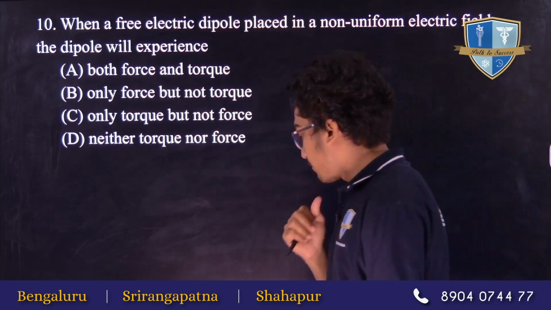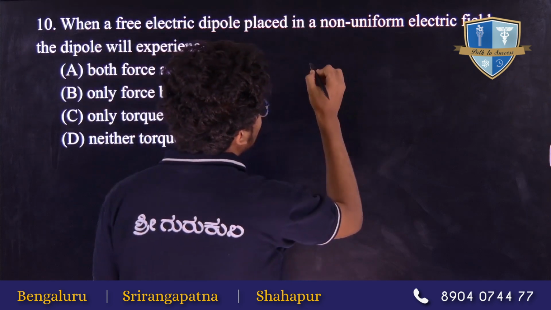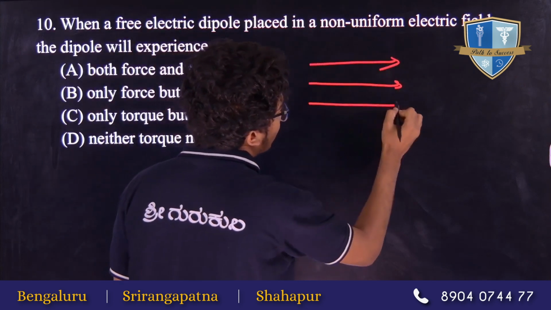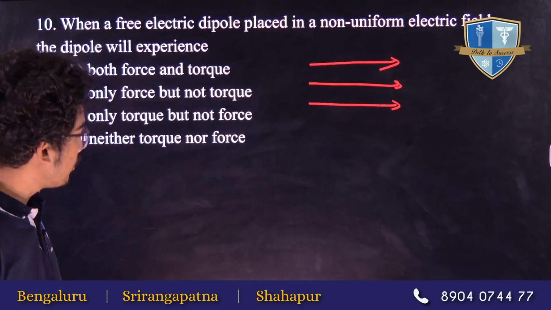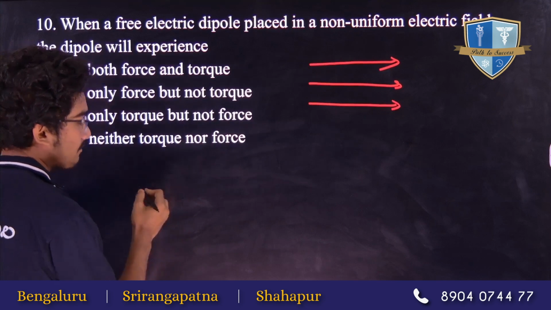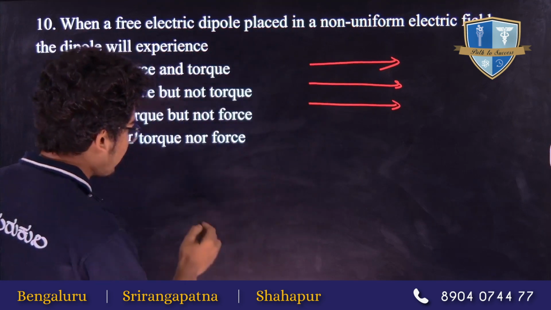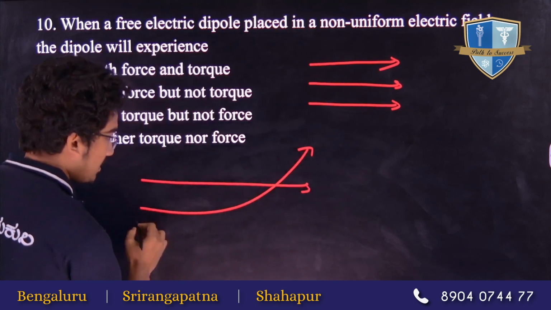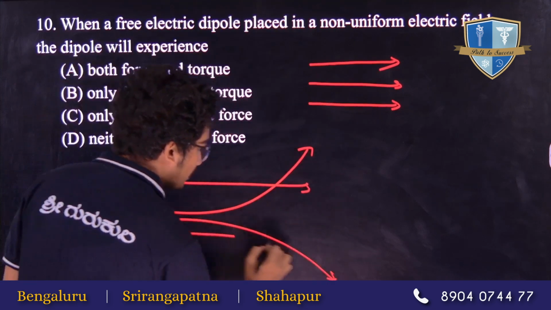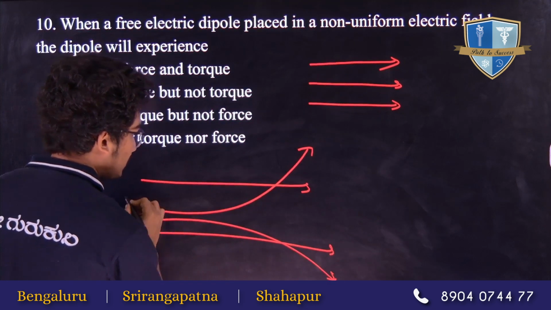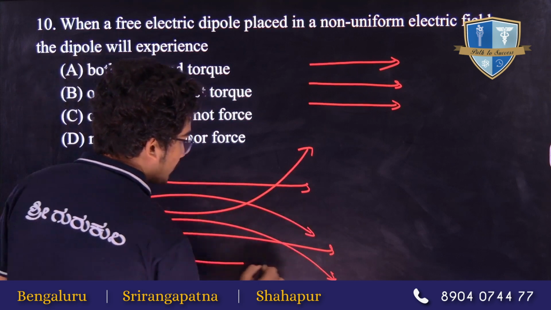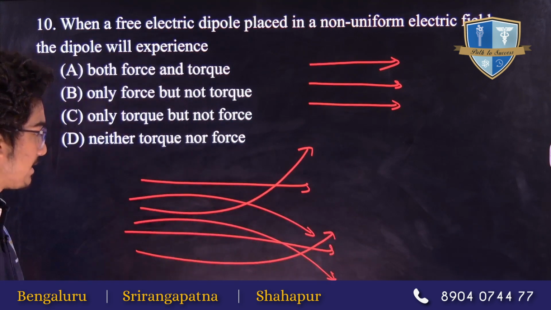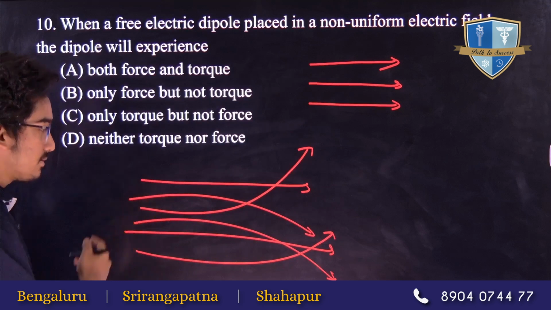So let's see. First of all, a uniform electric field looks something like this, where all the lines are straight. So let's make a non-uniform electric field. It will be like a random electric field line. One line is going like this, another line going like this, and another like this, and this will be our non-uniform electric field, correct?